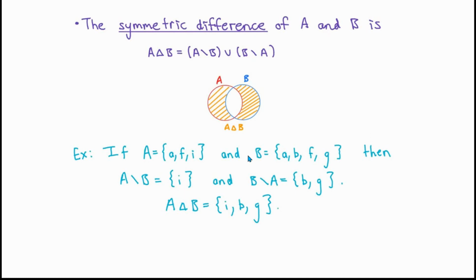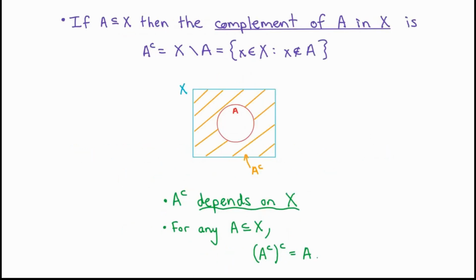For our sets A and B from before, we already computed the set differences of A minus B and B minus A, so the symmetric difference is just the union of those two sets. And it's also clear from the definition, together with the commutativity of the union operation, that the symmetric difference is also a commutative operation. In other words, for any sets A and B, A triangle B is the same as B triangle A. Our next set operation is the complement operation.